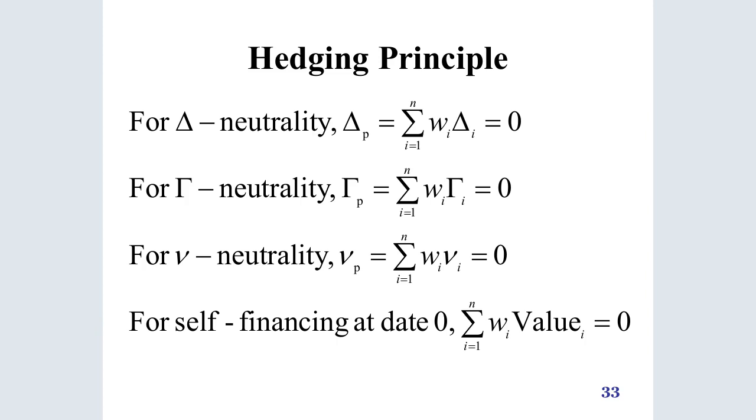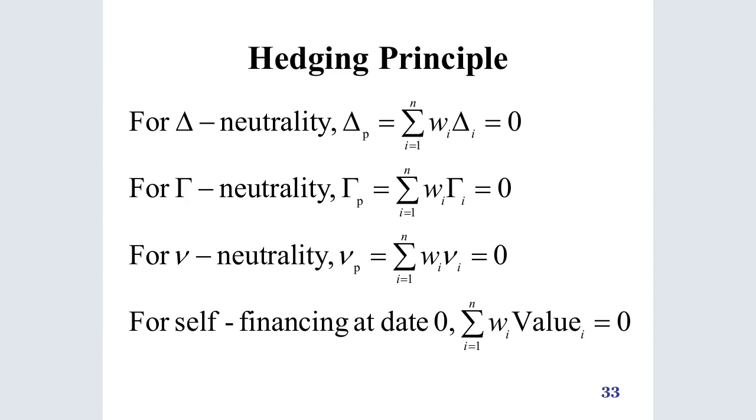Now, to hedge, the basic argument for delta neutrality is that the delta of the portfolio has to be equal to 0. Delta of the portfolio is nothing but the sum of the individual deltas, weighted by their amounts. So that has to go to 0. Similarly for gamma neutrality and vega neutrality, the same thing happens.